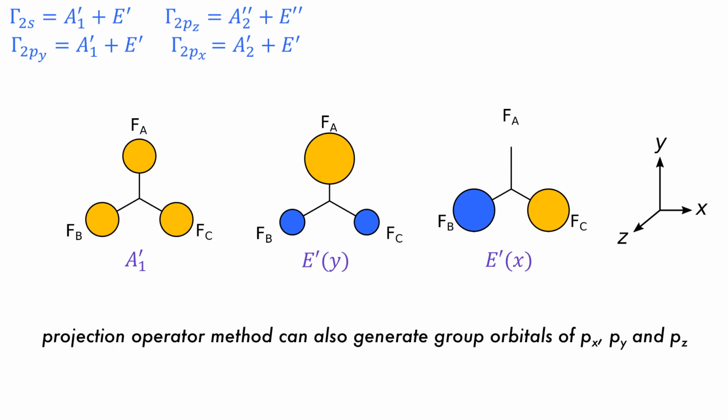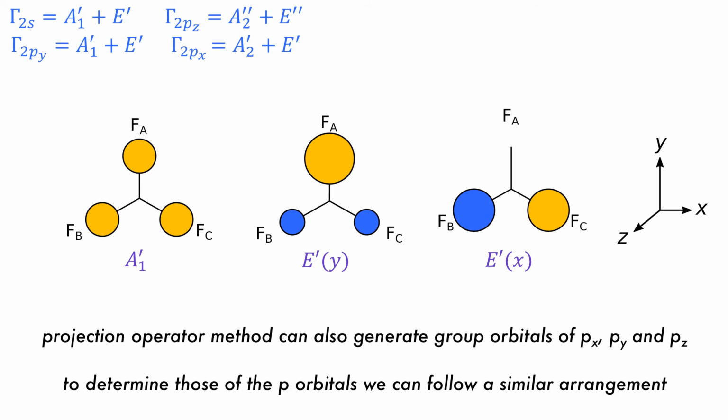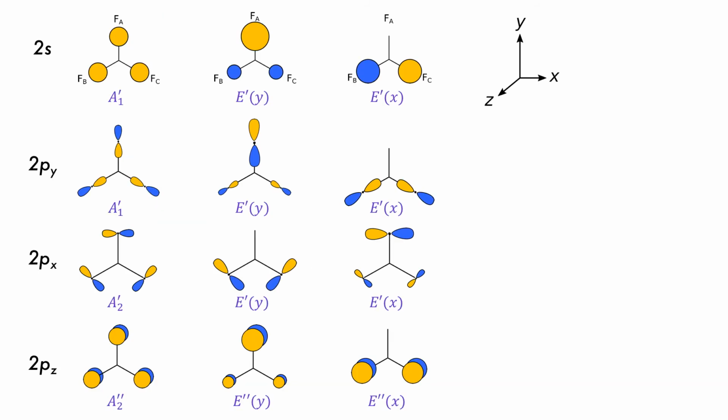The projection operator method can also be used to generate the group orbitals of Px, Py, and Pz, and the results will be very similar to what we got for the 2s, so we can use that and our knowledge of the 2s orbitals to help us form the 2p orbitals as well. These are the 12 group orbitals from the set of fluorine valence orbitals. The 2p orbitals follow the same pattern as the 2s orbitals. This can be done through the rigorous method we used for the 2s orbitals.